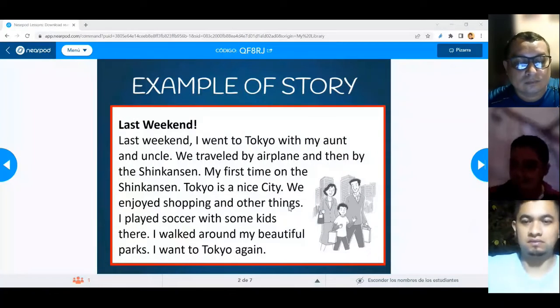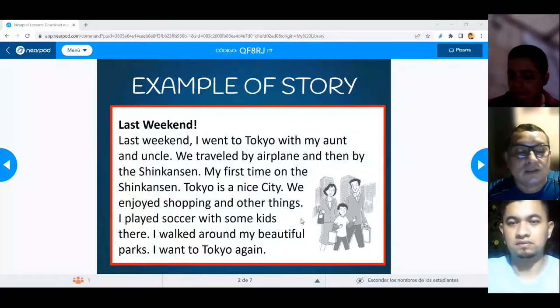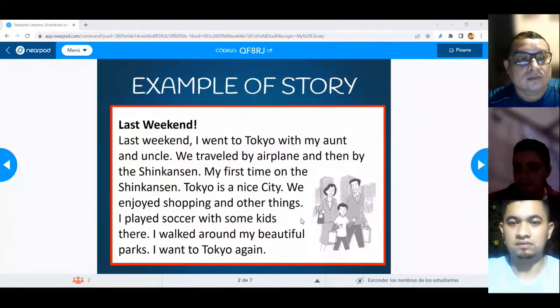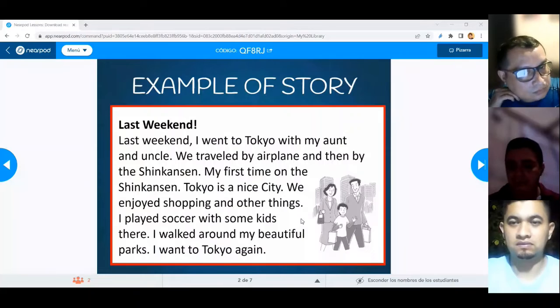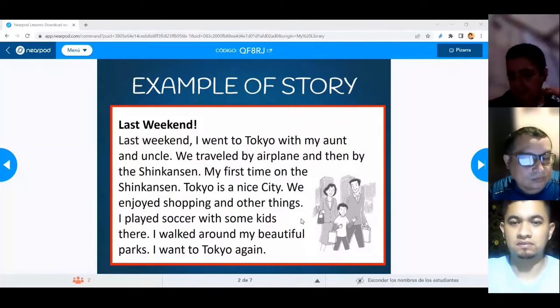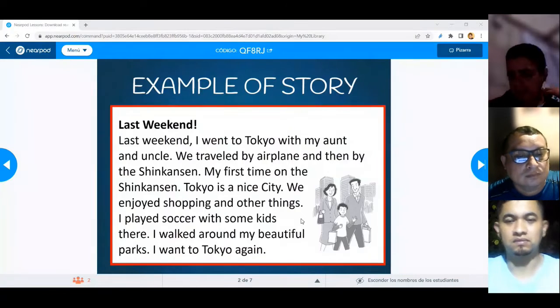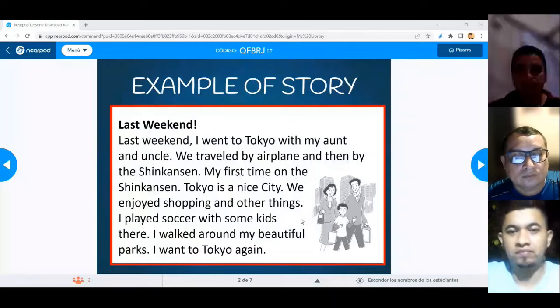Okay, can you see my screen? Yes. Perfect. Yeah, I see both of you. We are going to tell a story of our last weekend, but in this case, you will be working together. For this example, last weekend I went to Tokyo with my aunt and uncle. We traveled by airplane and then by the Shinkansen. I don't know what that is in Japanese.